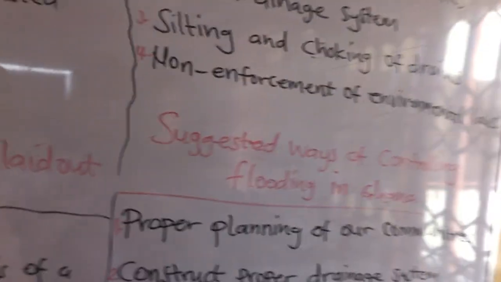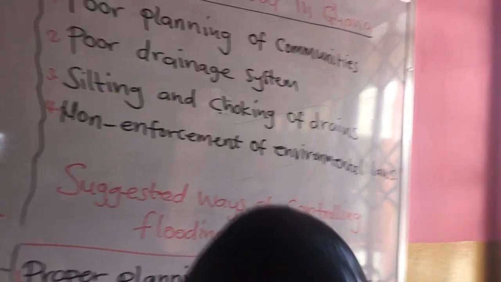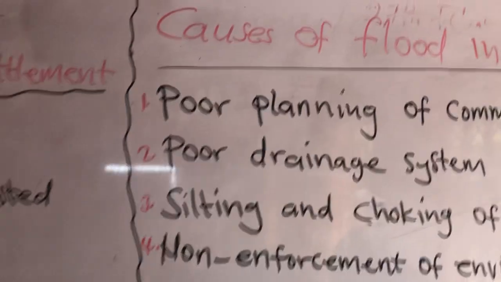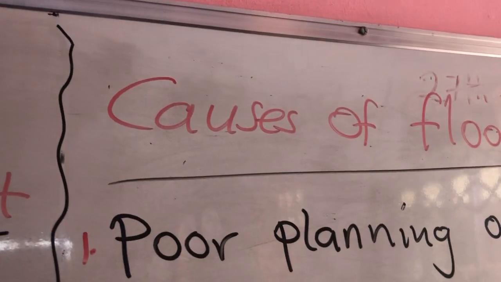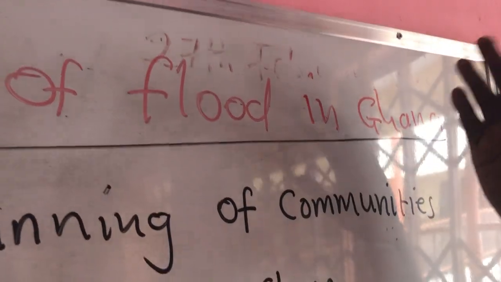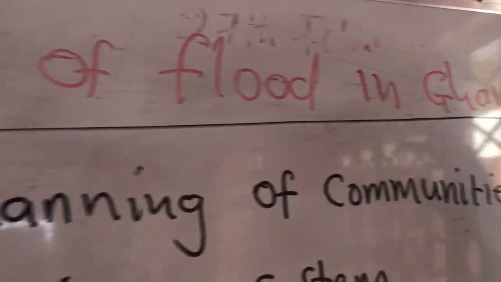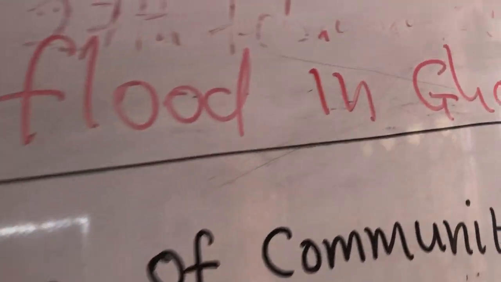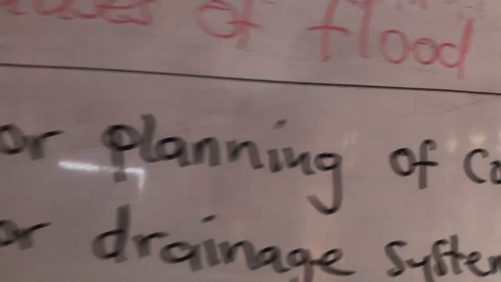Now we move on to another major problem in Ghana. A very big problem we are facing in Ghana, especially in our towns. Some years ago, this issue of flood claimed a whole lot of lives. Over 200 people died as a result of flood. So what are the causes of flooding in Ghana? Causes of floods in Ghana.